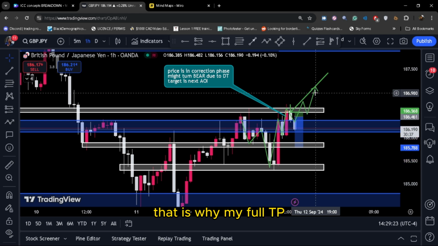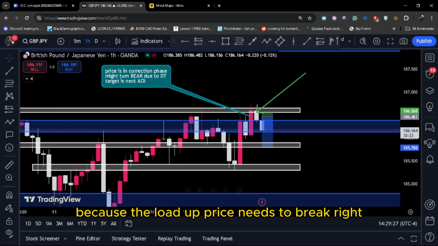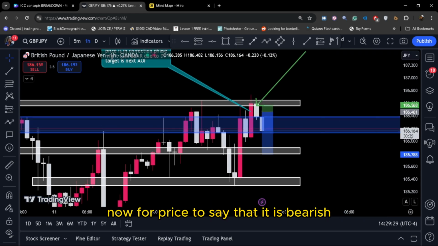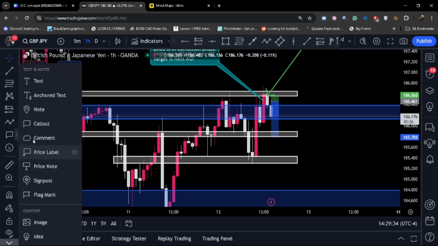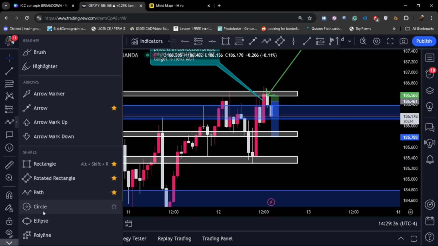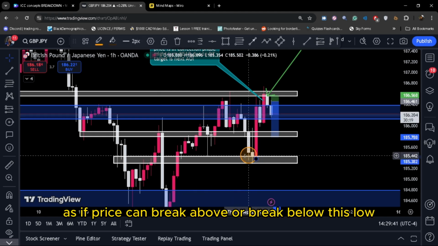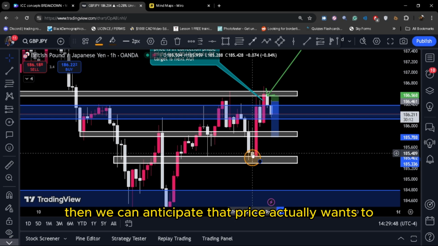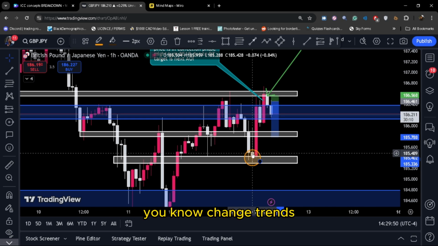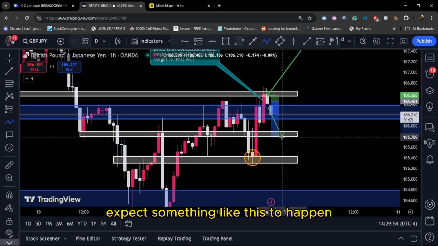That is why my full TP is literally all the way down there, right? Because the low that price needs to break right now for price to say that it is bearish is literally this right here. So this is the low. Boom. If price can break below this low, which is the previous low, then we can anticipate that price actually wants to change trend to sells.